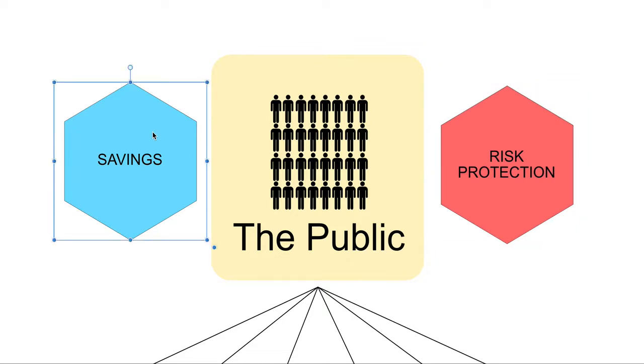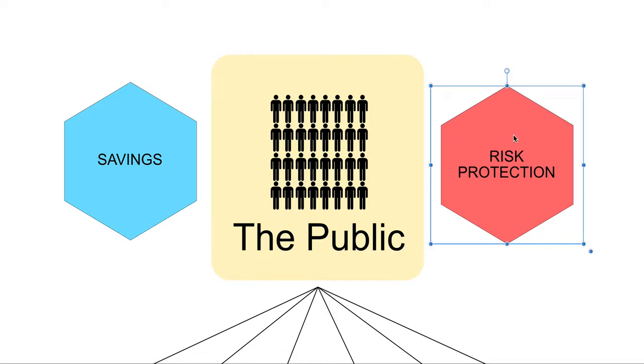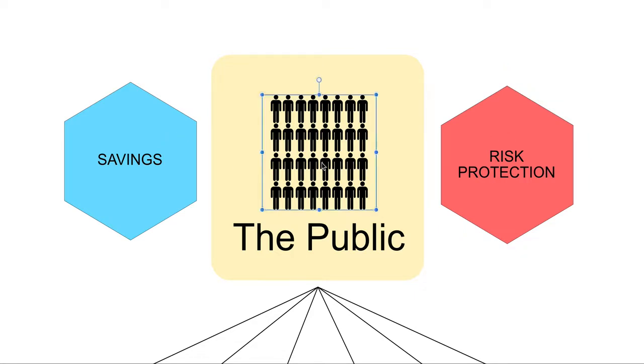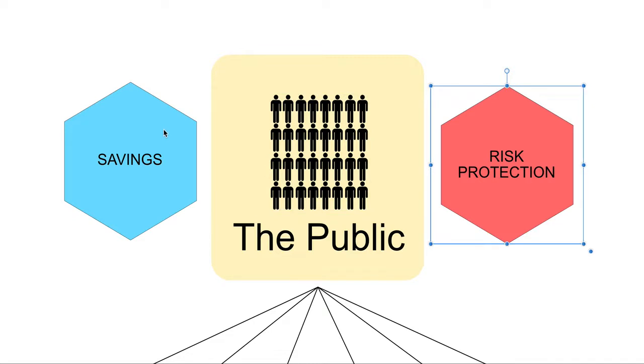So savings would be setting aside some money today for a future expense, whether it be your child's education, buying a new car, buying a house, something like that. Even going on holiday, these are all various cases of savings. Risk protection is anything from insuring your car to insuring your life in case you die and someone having to take care of your kids, all those types of things. So the public has got these two needs, risk protection and savings.